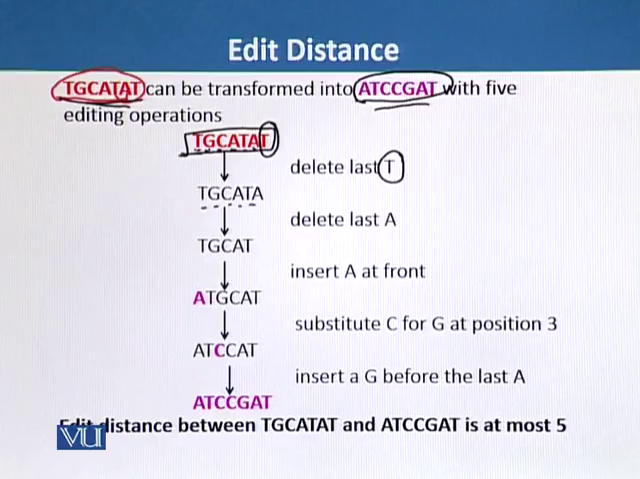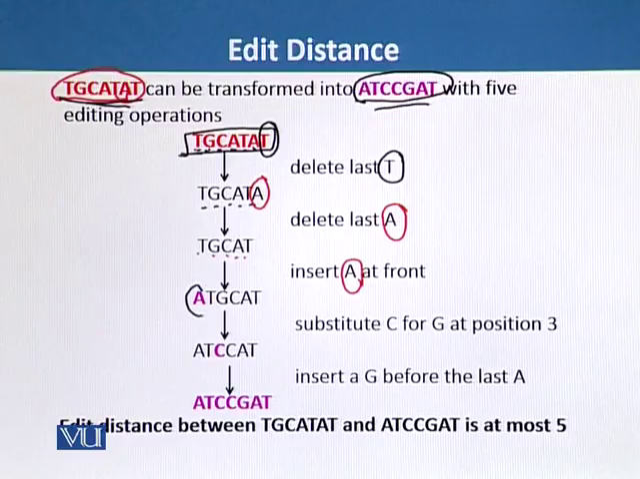TGCATA. So in the next editing operation, we will delete the last A. So this is the last A. We will delete this nucleotide and we will come up with TGCAT. Then in the next step, we will add adenine, meaning A, at front. Front means the start of the sequence. So we have added A at the start of the sequence and then it will become ATGCAT.